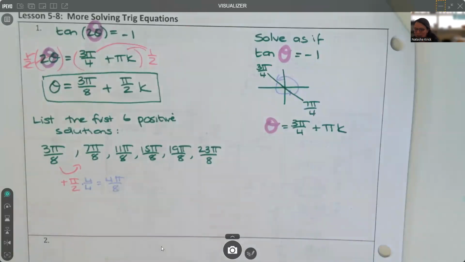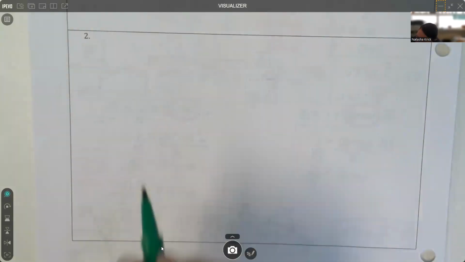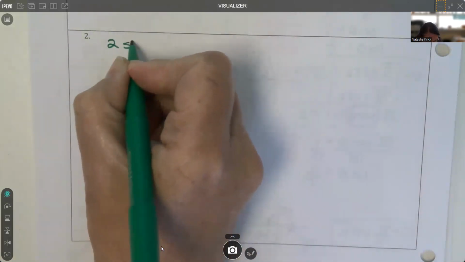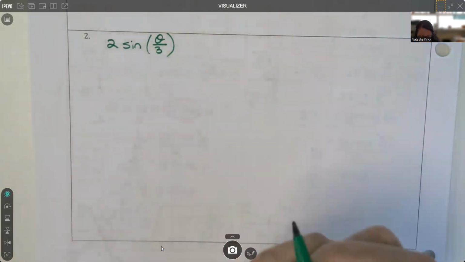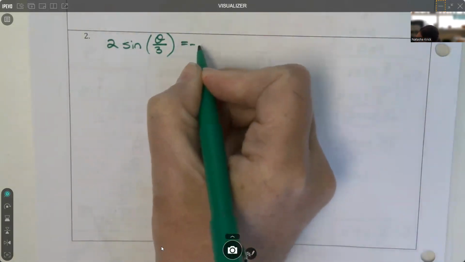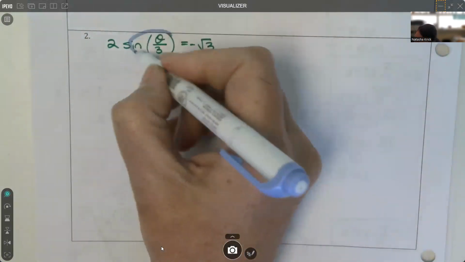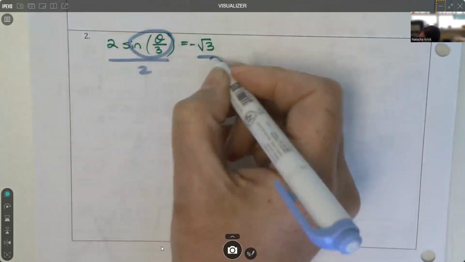All right, let's take a look at the next one. We're going to start with our equation that says 2 times sine of theta over 3 equals -√3. So the first thing that you want to do, similar to what we were doing last time, is first get this sine by itself. So I'm going to divide both sides by 2.